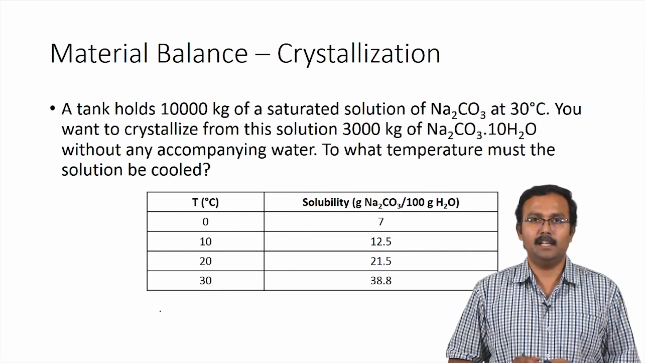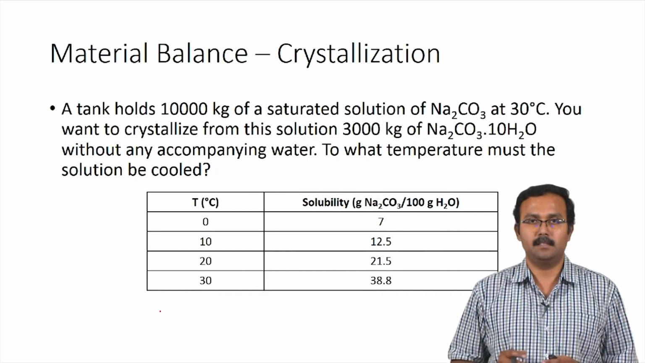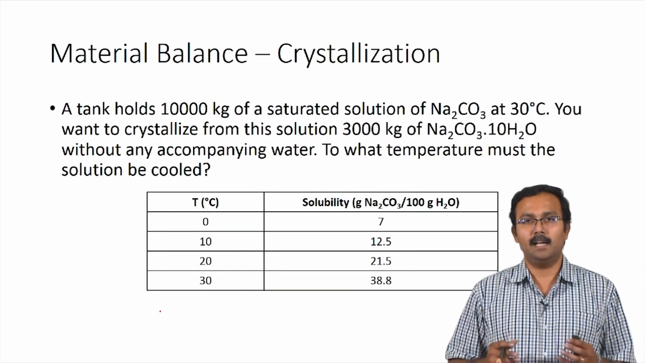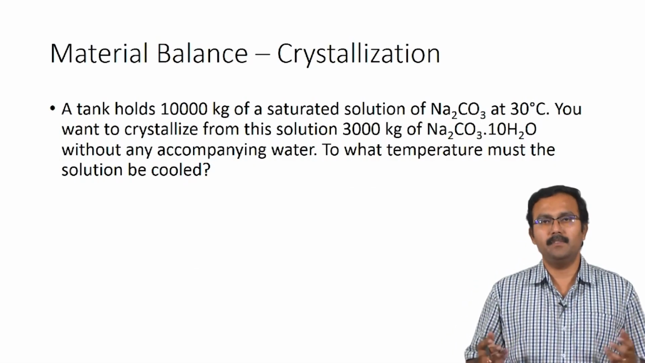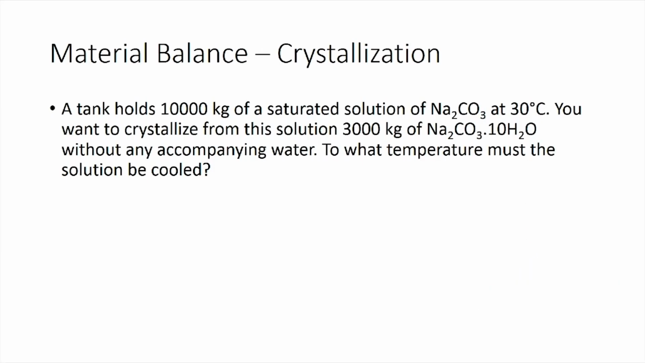When you are using these values, you should appropriately use the correct units, thereby eliminating any errors. Okay? Now, let us move on to see how we go about solving this problem and how we arrive at the temperature finally. As with every other material balance problem, the first step would be to identify the basis. Here we have been clearly told that the tank capacity is 10,000 kilograms of saturated solution. So, we will go with 10,000 kilograms as the basis. So, we write down the basis as 10,000 kilograms of saturated solution.